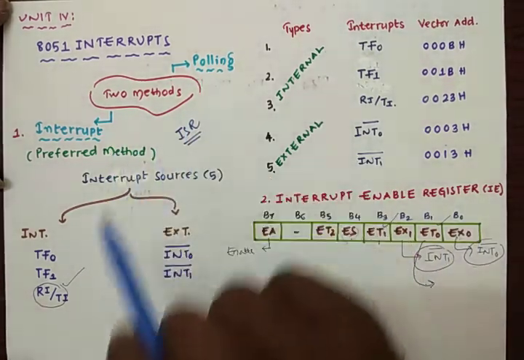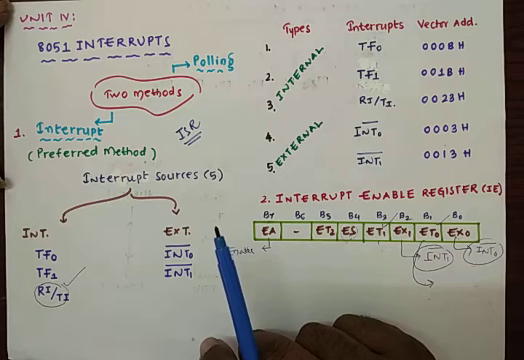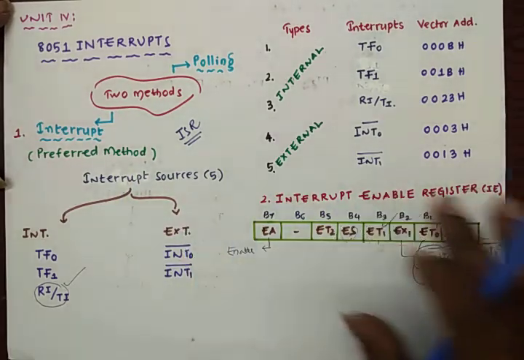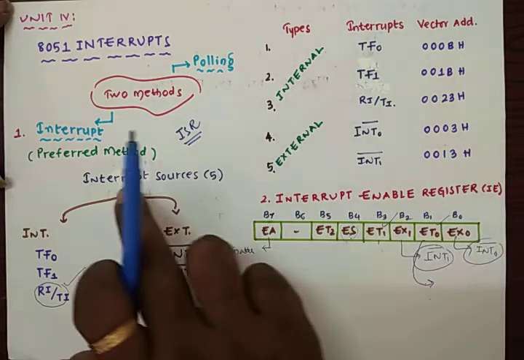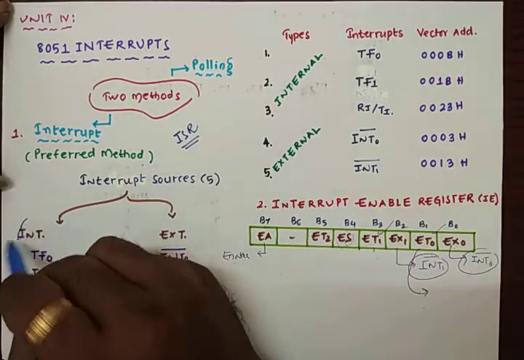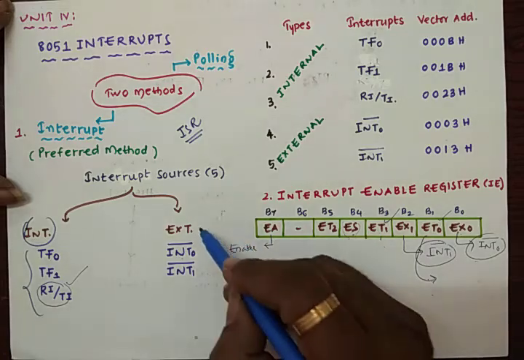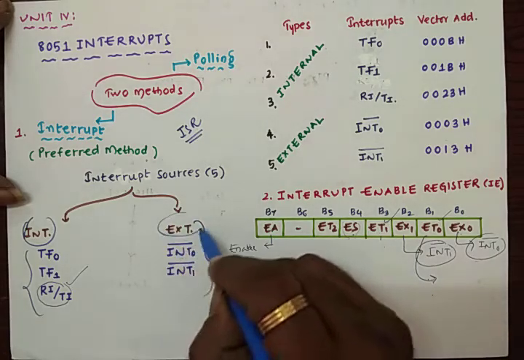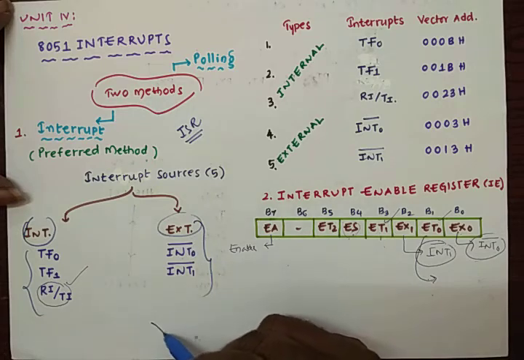Anyway, this is not our topic. Our topic is to study the interrupts of 8051, which I am going to explain now. The 8051 microcontroller has 5 interrupt sources, in which 3 are internal interrupts and 2 are external interrupts.